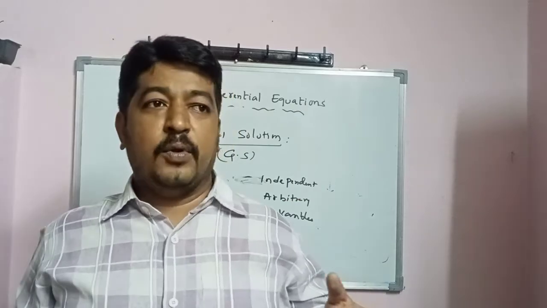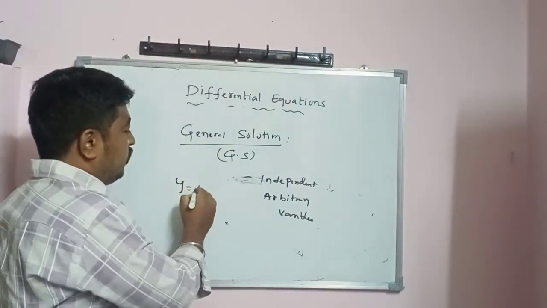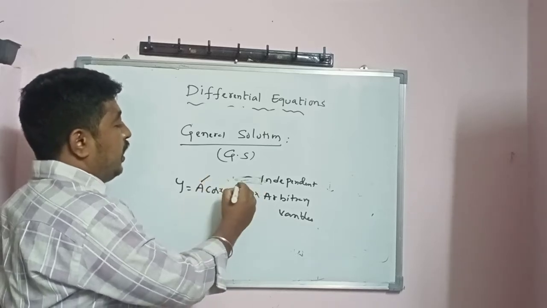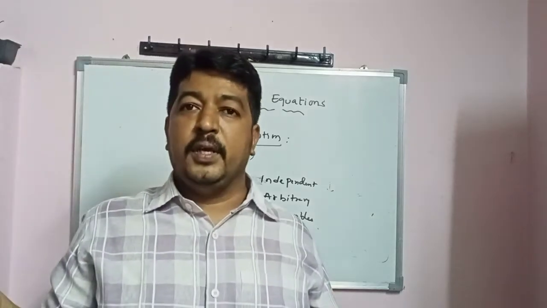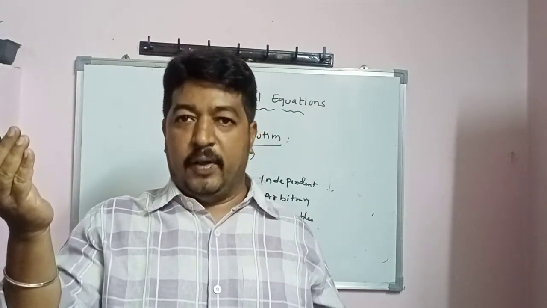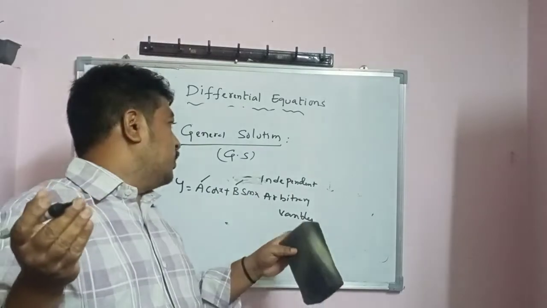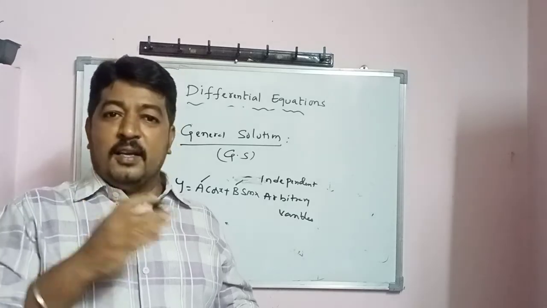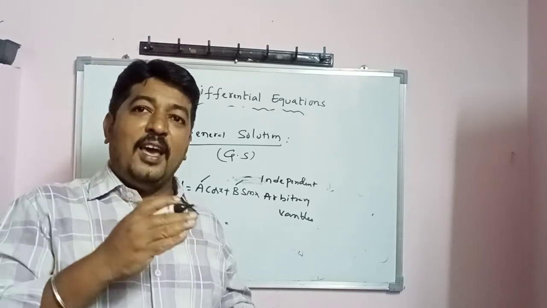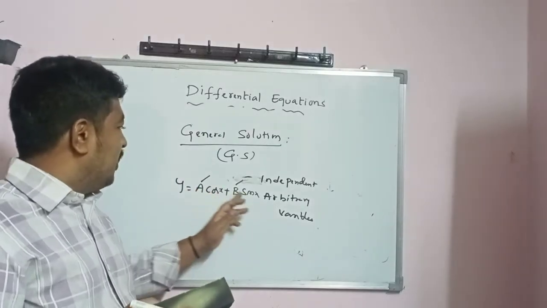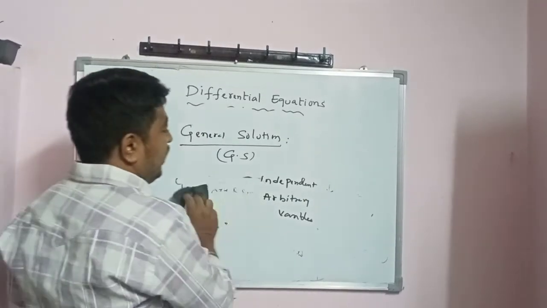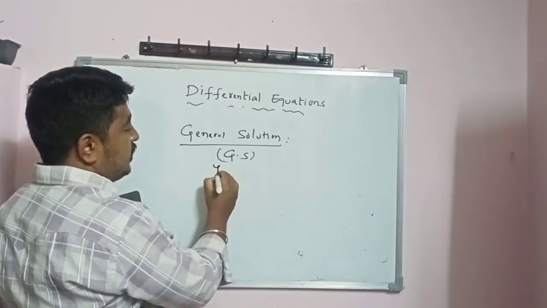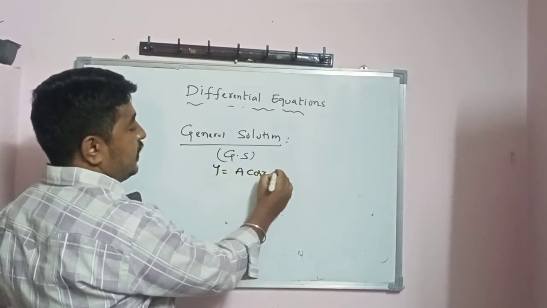For example, y is equal to a cos x plus b sin x. So here a and b are called arbitrary values. In these arbitrary values, compulsorily we take a and b as the arbitrary values. So for example, we take y is equal to a cos x plus b sin x.